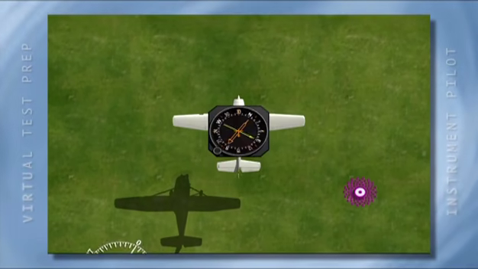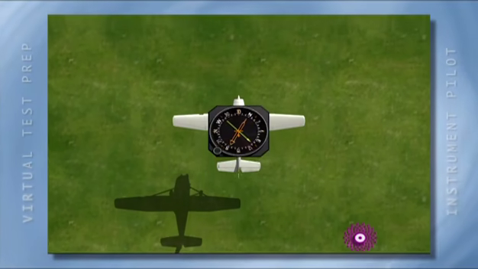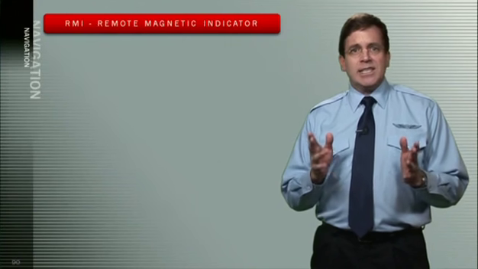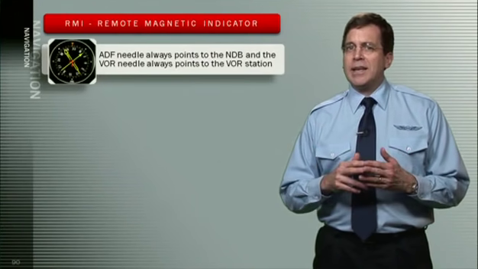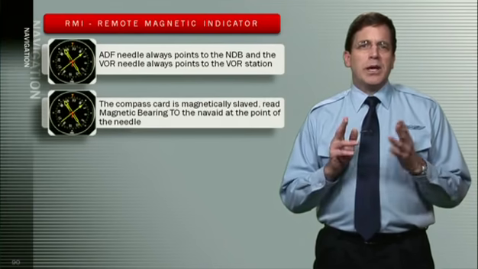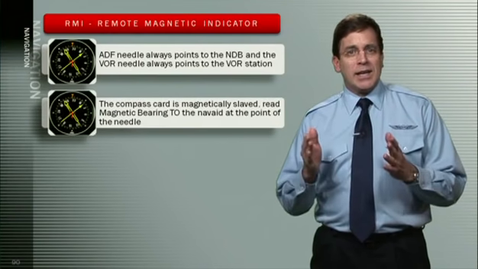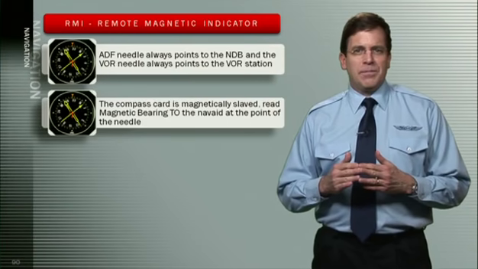So here are two RMI facts to remember. First, the needle always points to the nav aid. And second, since the compass card is magnetically slaved, you can always read your magnetic bearing to the station directly at the point of the needle.